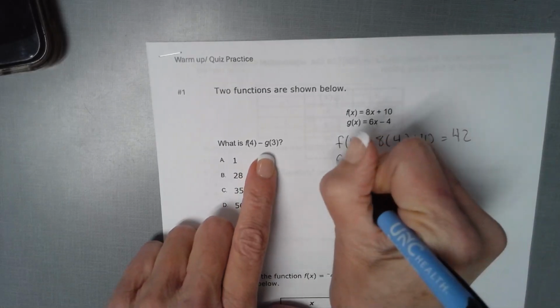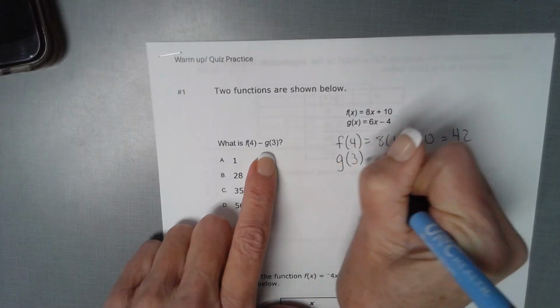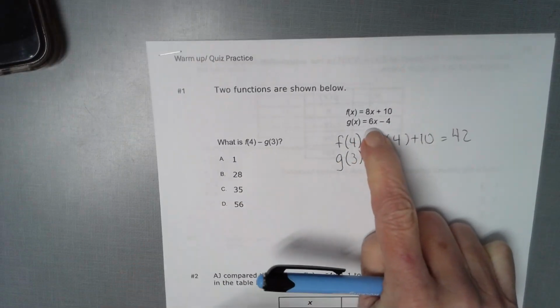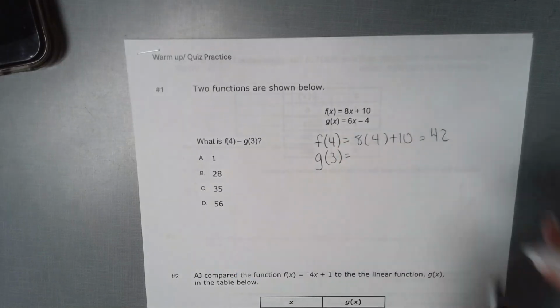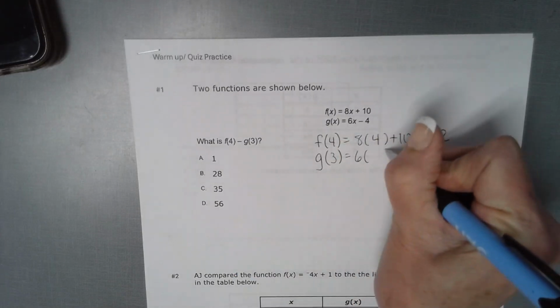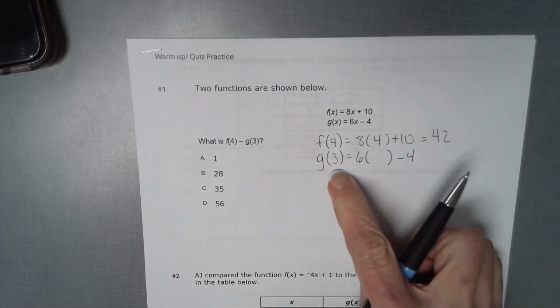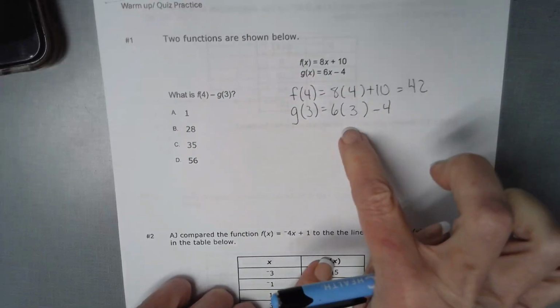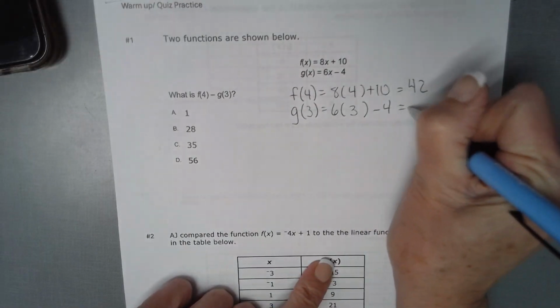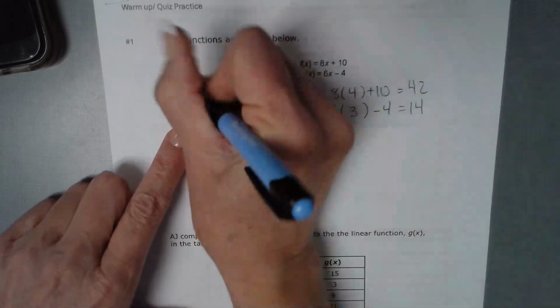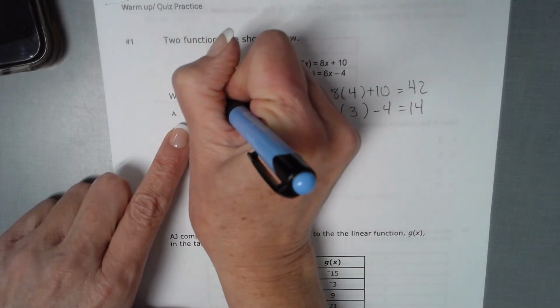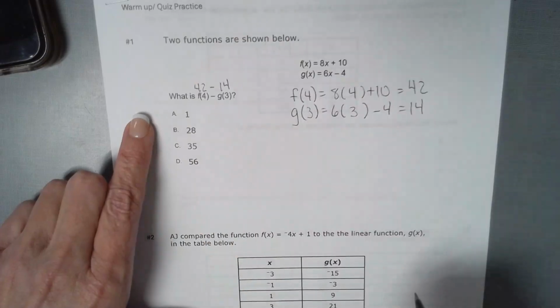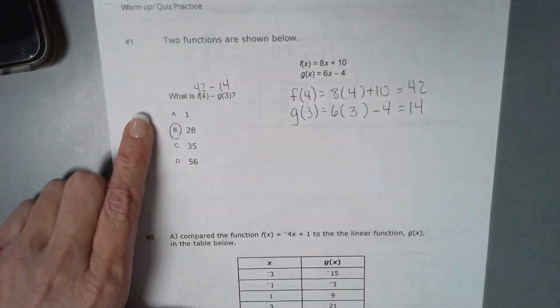Now I need to find g of 3. What does the structure sound like? 6 blank minus 4. What goes in the blank? A 3. That's 18 minus 4 is 14. So we have 42 minus 14, 28.